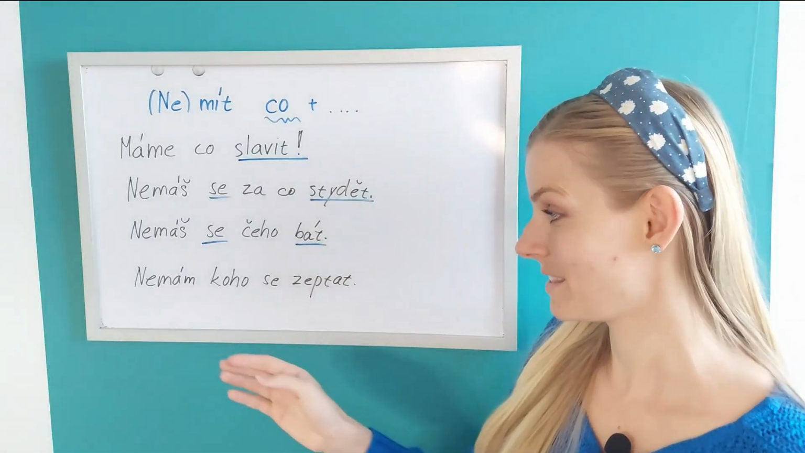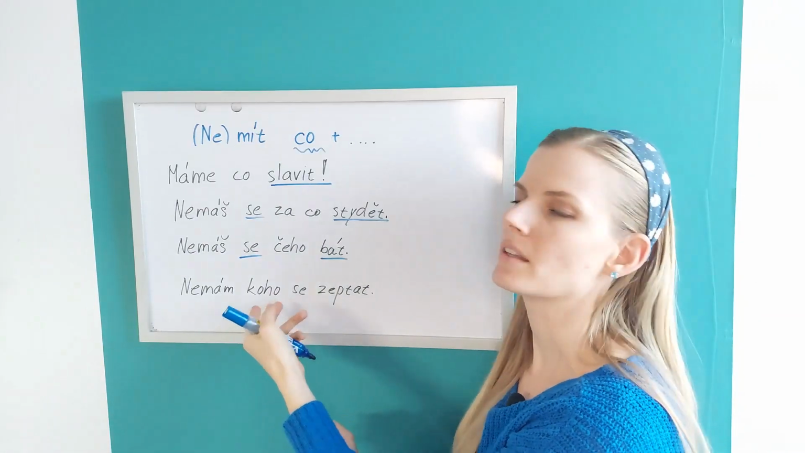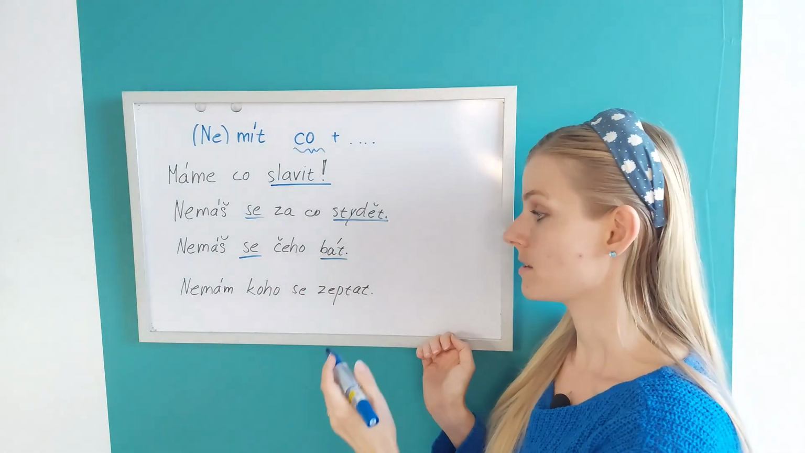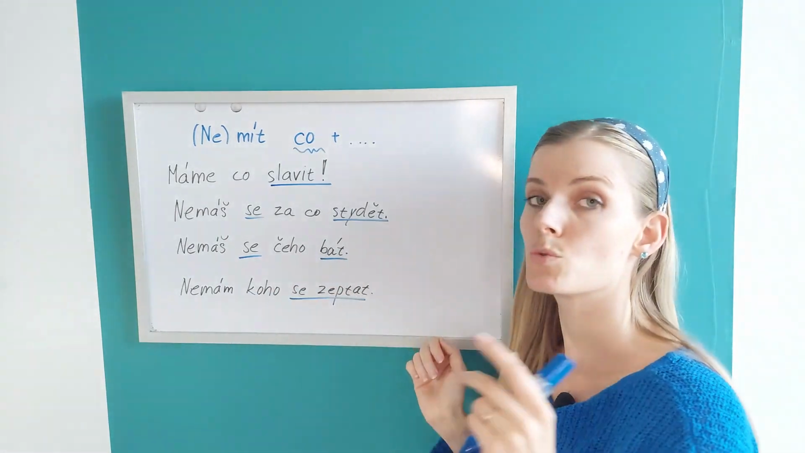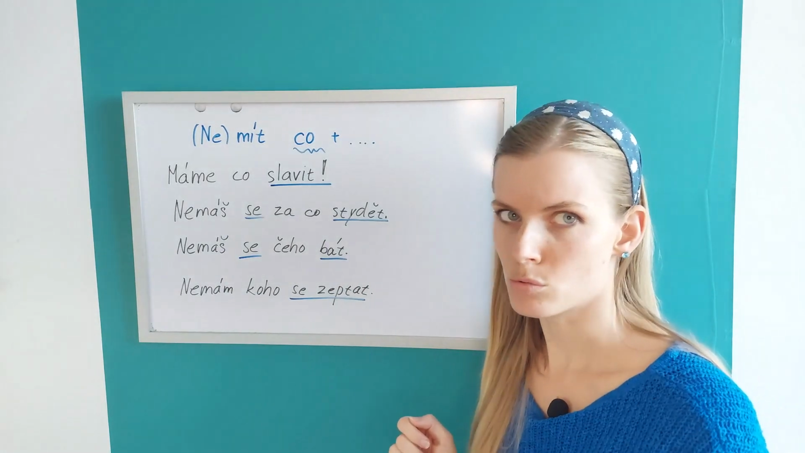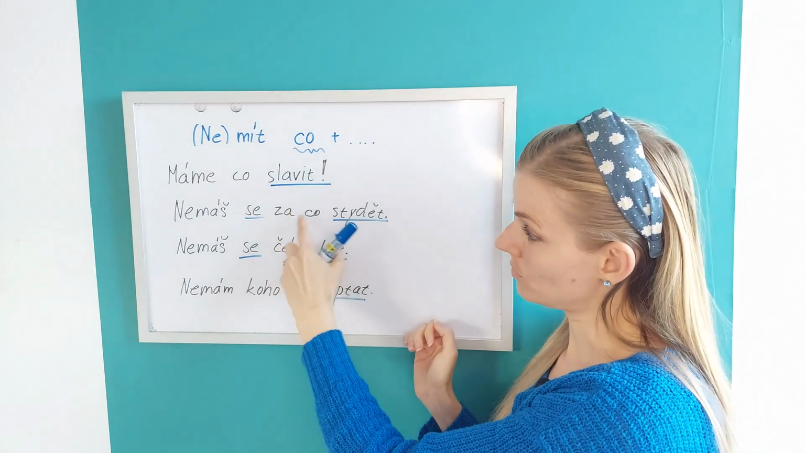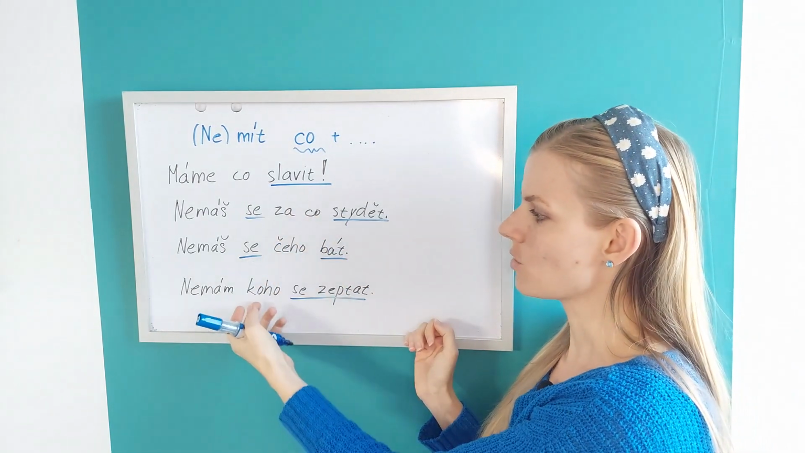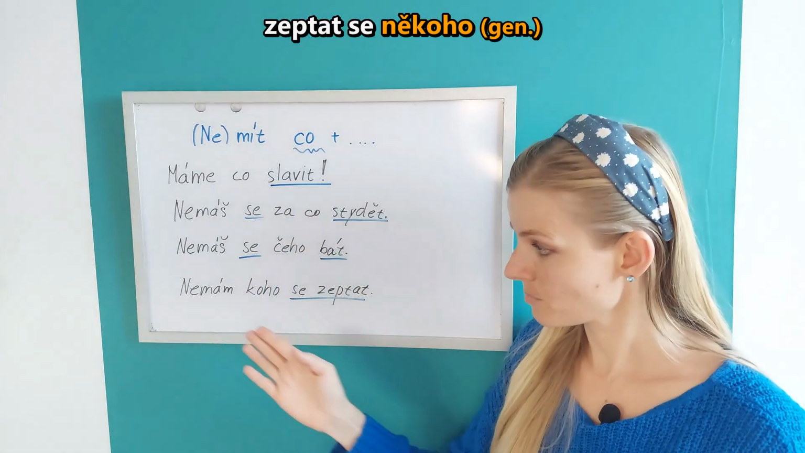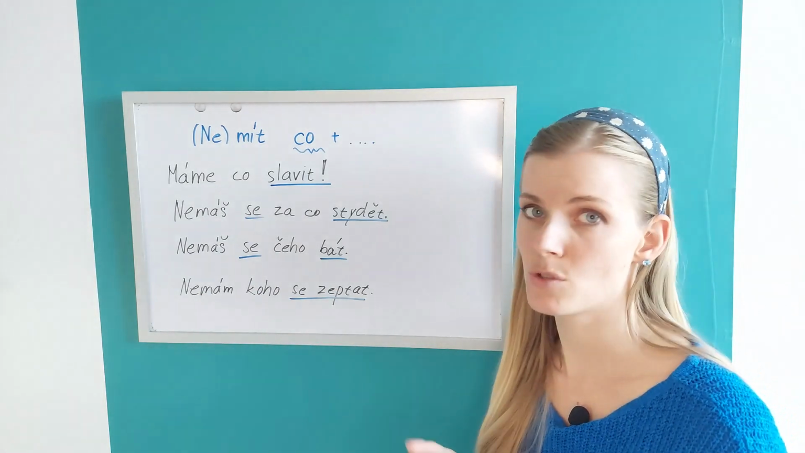And our last sentence, nemám koho se zeptat, or nemám se koho zeptat, that's also possible. The verb is zeptat se, to ask. Now we have koho, which means who. So we're referring to a person. It doesn't have to involve things. We can also use person. This means I don't have anybody to ask. I have no one to ask.